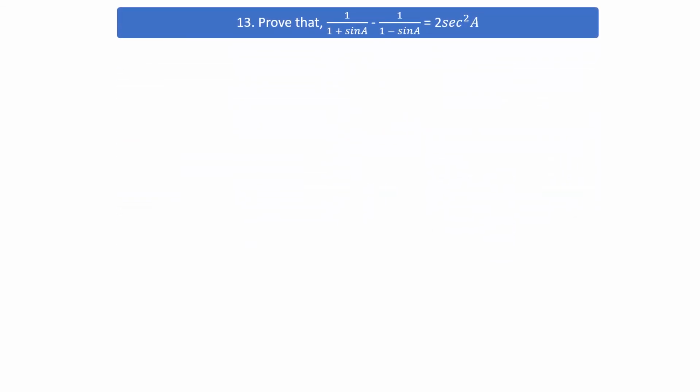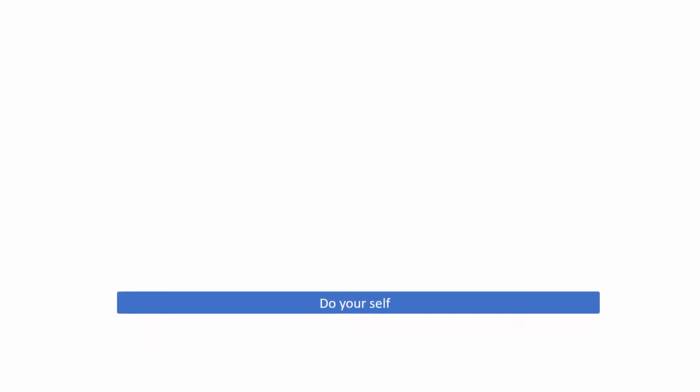Question number 13. Prove that 1 / (1 + sin A) + 1 / (1 − sin A) equals 2 sec² A. Same process as the previous math. Do it yourself.